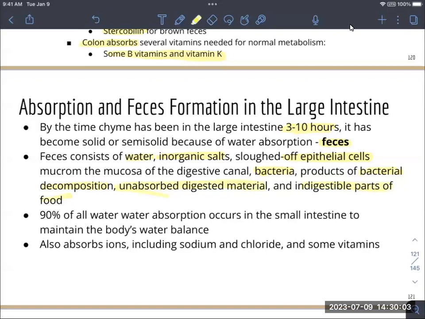Most of this water absorption occurs in the small intestine, but there is still some that is happening in this large intestine. We're able to absorb some of those ions, sodium and chloride get absorbed, and then we absorb some vitamins still.